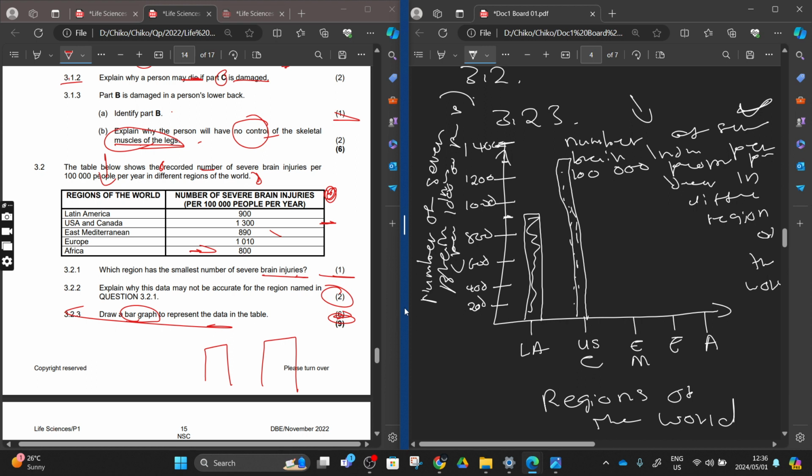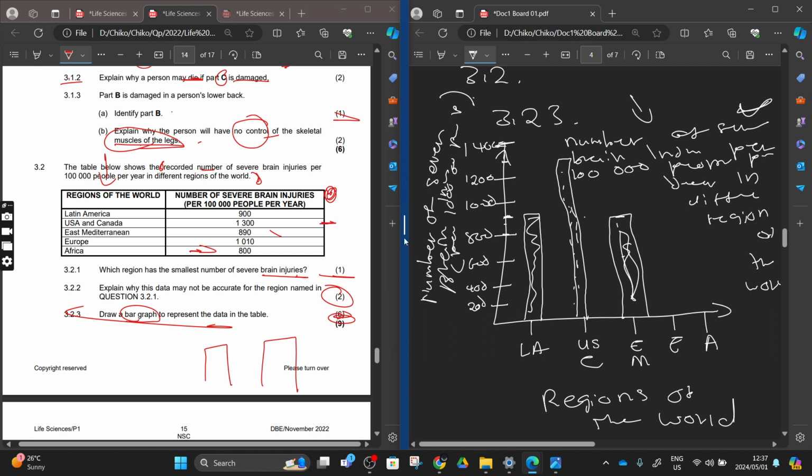And then if you want to differentiate, you do the differentiating. And then East Mediterranean 890. This is 800, and then this one will be 900. So 890 will be somewhere here. It will be before this 900, right? Before 900 but closer to 900. So I want you to see it here, right? Then if you want to decorate, you decorate it.